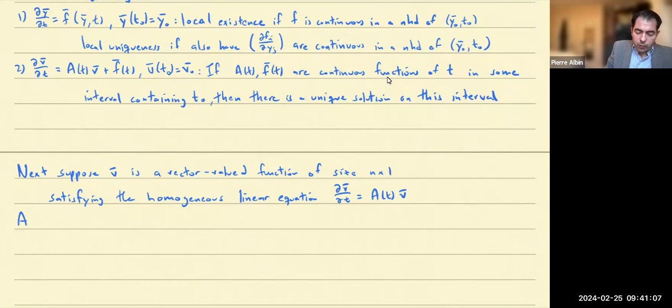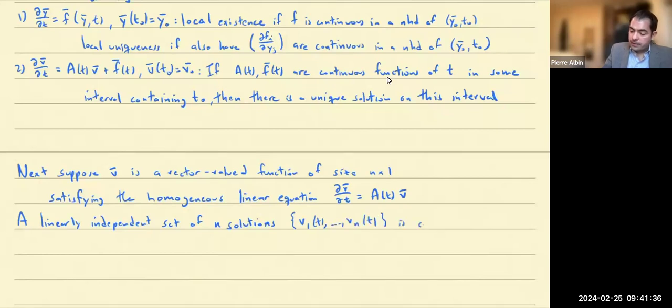So we're particularly interested in linearly independent sets containing n solutions. Right? So our vectors have n coordinates. We want n sufficiently different solutions, meaning linearly independent. And if you have a set of such solutions, then it is called a fundamental set of solutions.